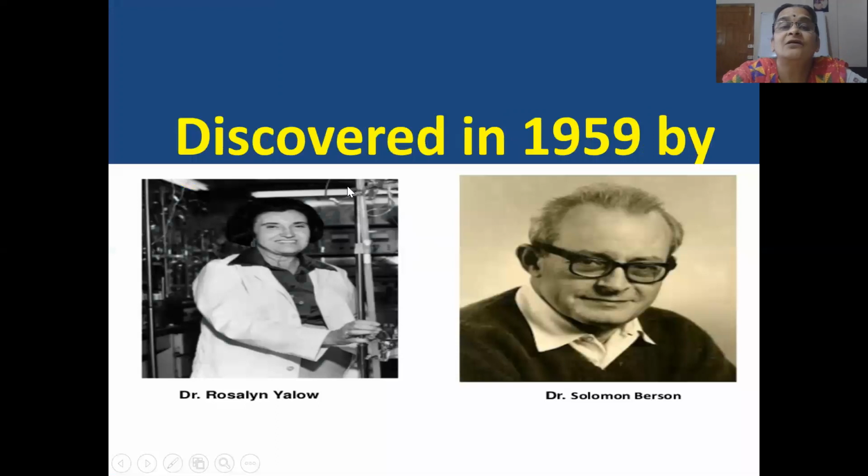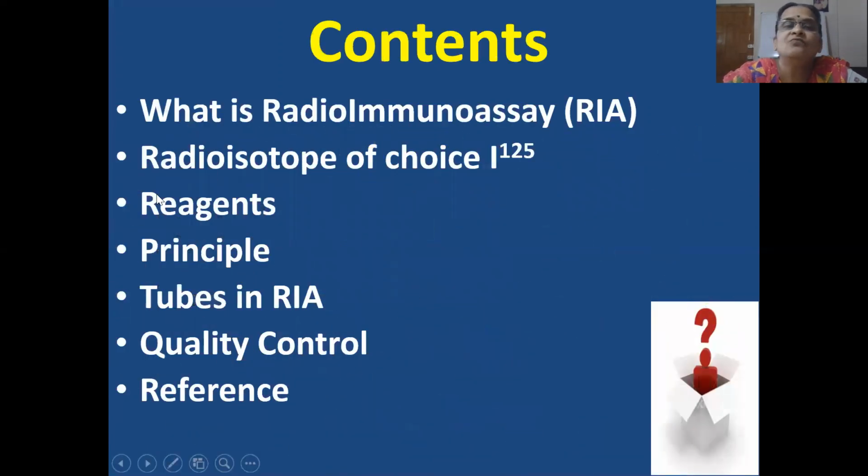This was discovered by great scientists, Dr. Rosalind Yalow and Dr. Solomon Berson, in 1959. The contents of this presentation will be: what is radioimmunoassay, what is the radioisotope of choice, iodine-125 and why is it so, the reagents, the principle, tubes in RIA, quality control, and the reference that I have used.